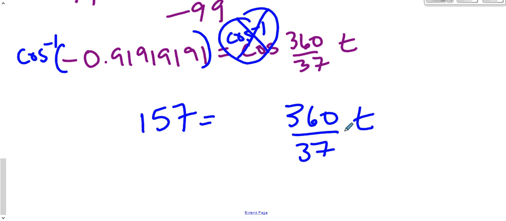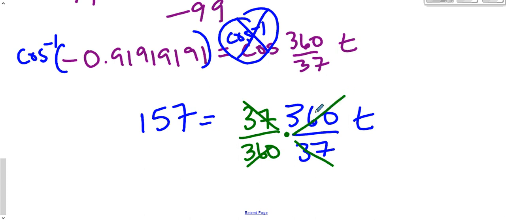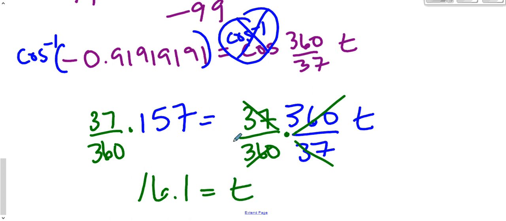All right. Next, I want to get rid of this 360 divided by 37. So the 360 is being multiplied, the 37 is being divided. If I just flip that fraction and multiply, notice 37 cancels with 37 and 360 cancels with 360. But if I'm going to do that on one side, I have to do it on the other side. And so now 37 times 157 equals, divided by 360. Oops, I hit something wrong in my calculator. 37 times 157 equals, divided by 360, and I get 16.1. So t equals 16.1.